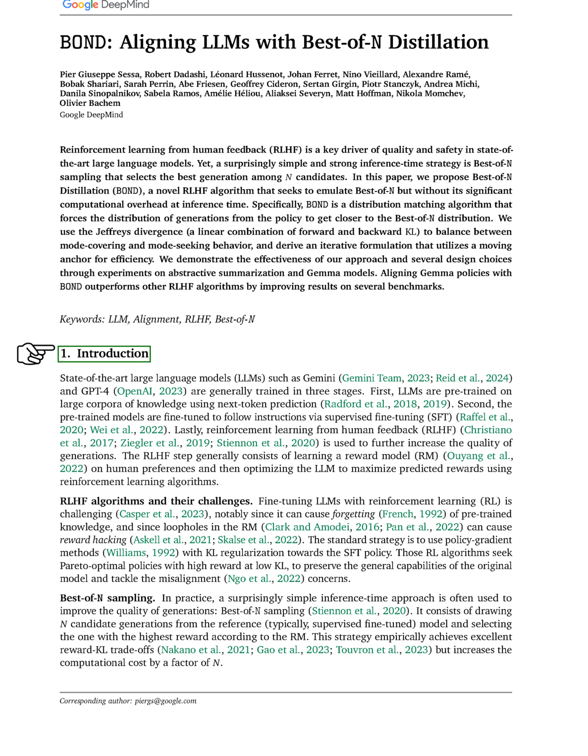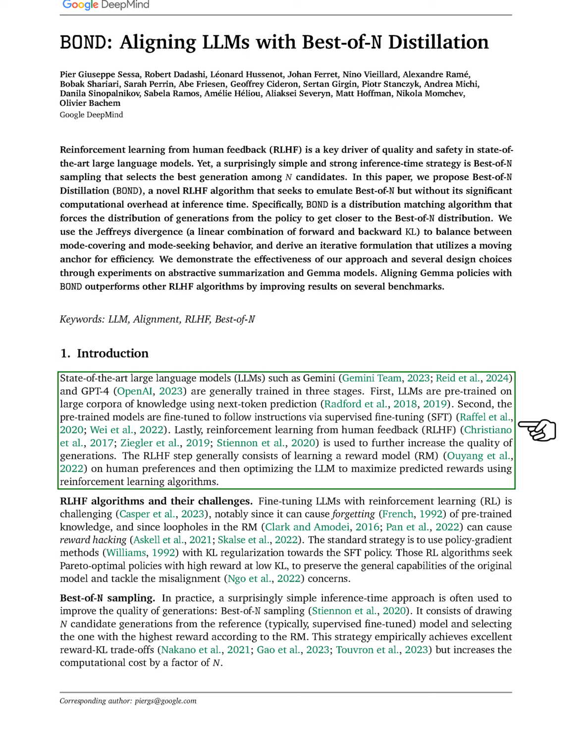Section: Introduction. In this section, we introduce the concept of state-of-the-art large language models, LLMs, like Gemini and GPT-4, which are typically developed through three main stages. Initially, we pre-train these models on extensive datasets, focusing on predicting the next word in a sequence. Following this, we fine-tune the pre-trained models to better follow instructions through a process known as supervised fine-tuning, SFT. Finally, we enhance the model's output quality using reinforcement learning from human feedback, RLHF.